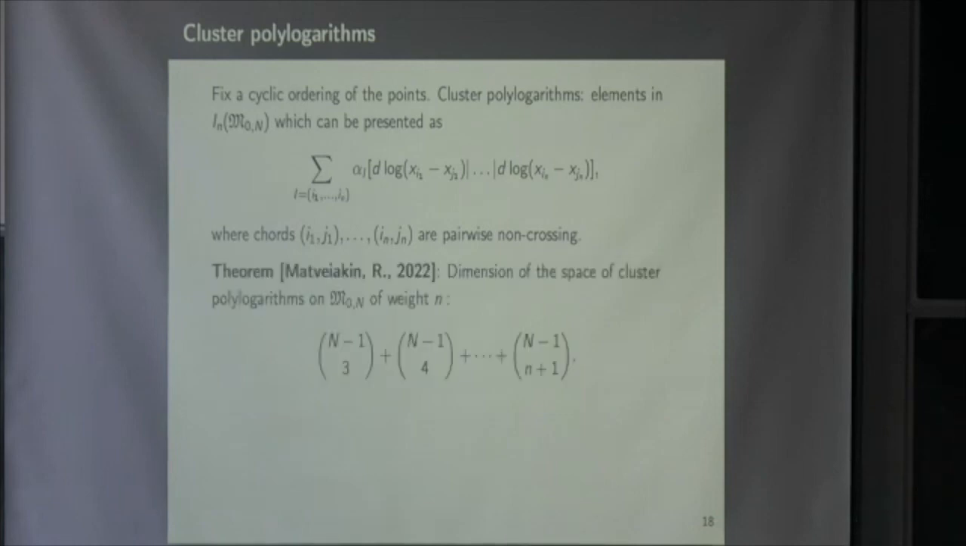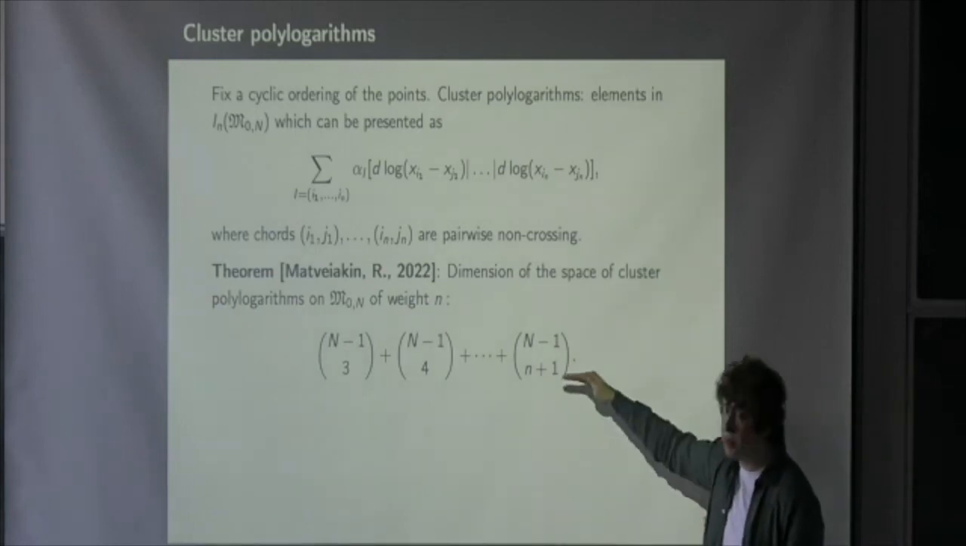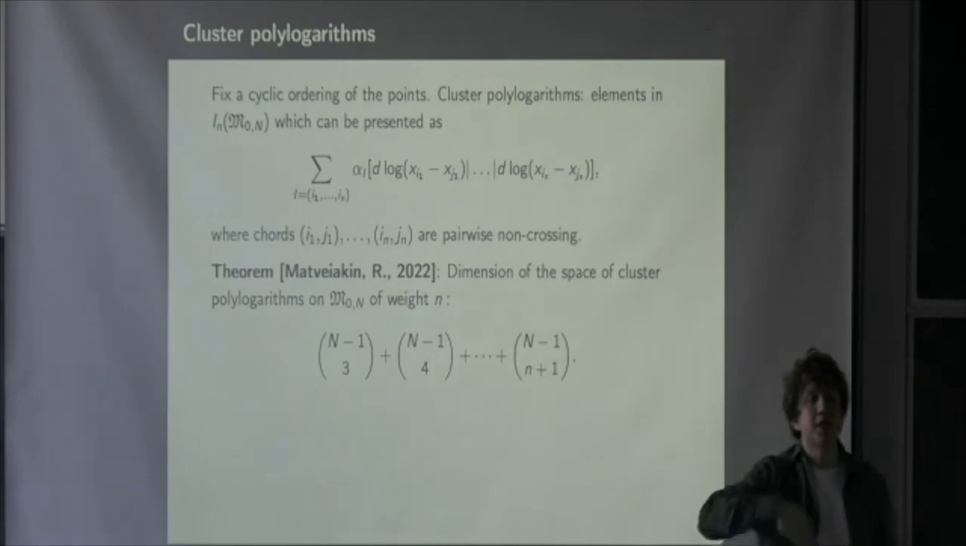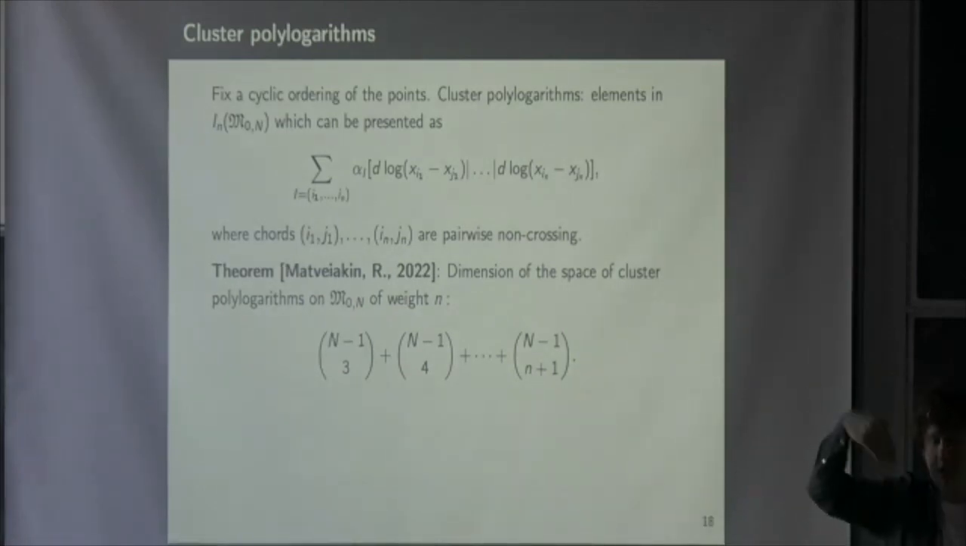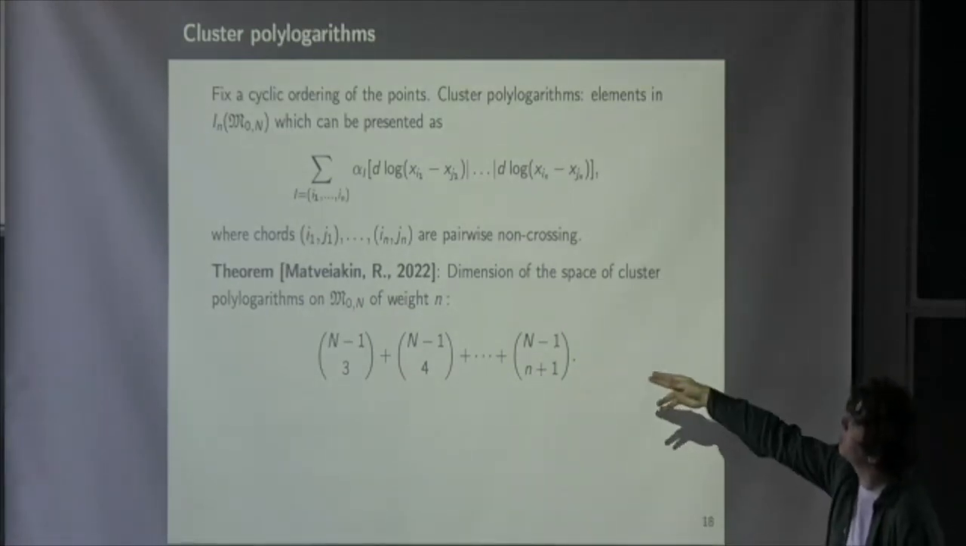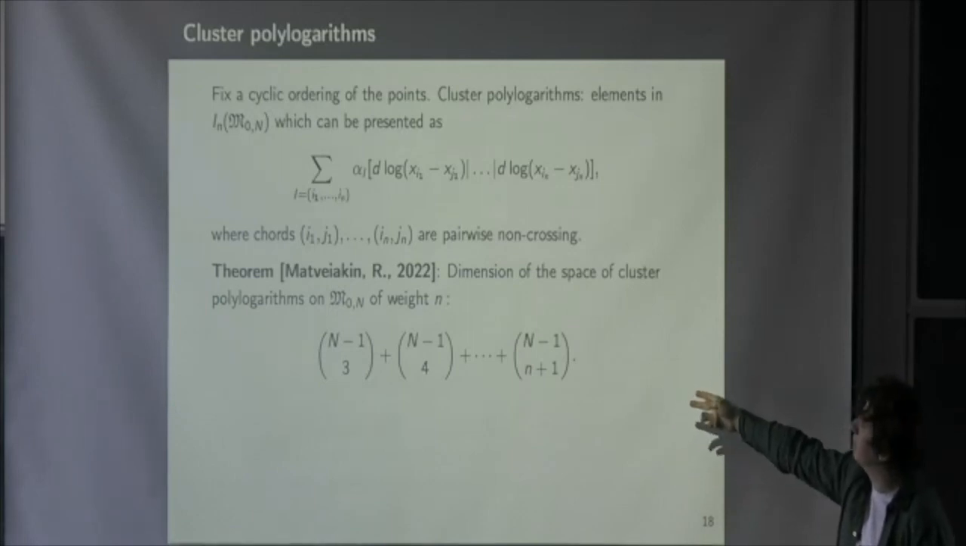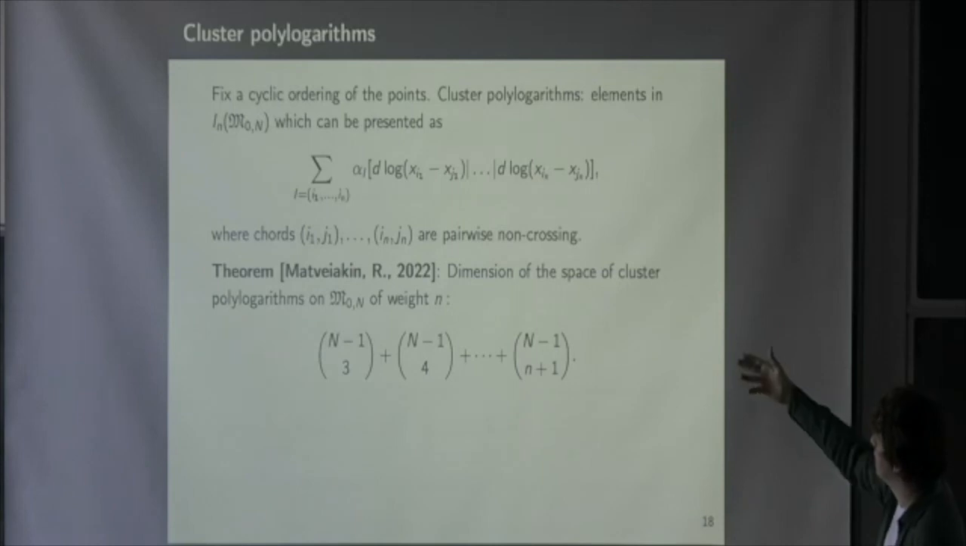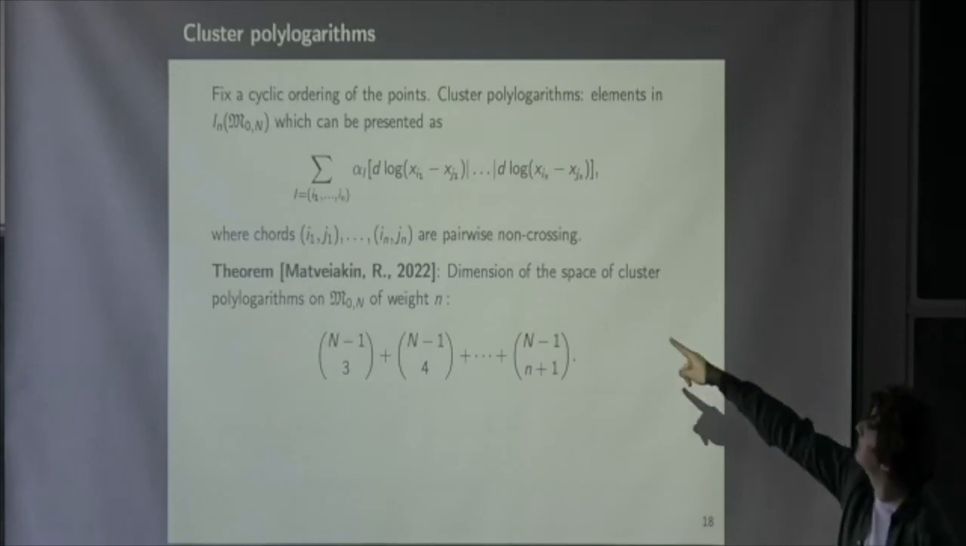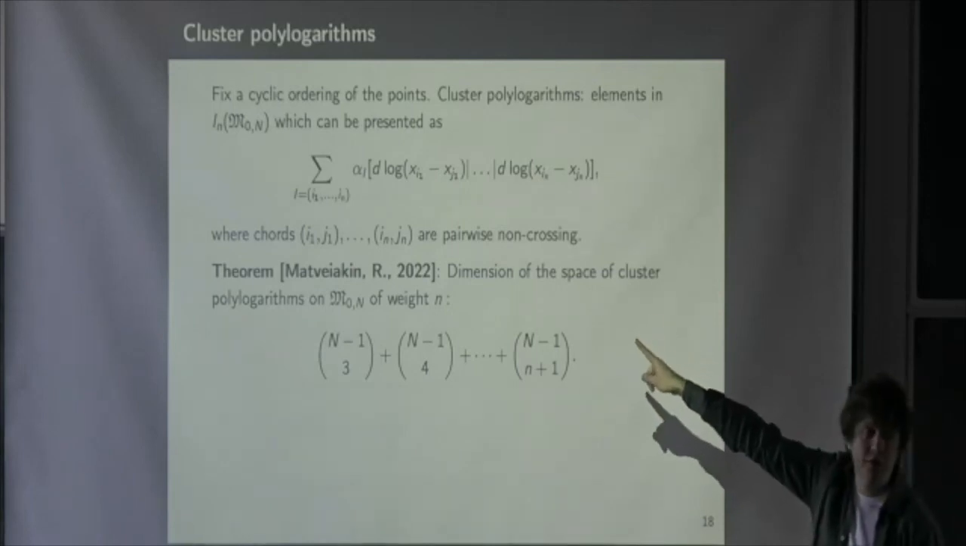But the fact is that you actually have a space which is very well behaved. First, you can compute its dimension, and it's increasing with the weight up to some point, and then it stabilizes. And it's also kind of interesting that the dimension grows polynomially in weight and in m, unlike the dimension of the space In, which grows exponentially.